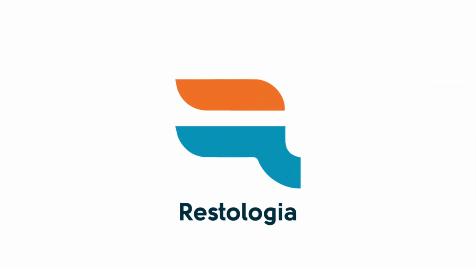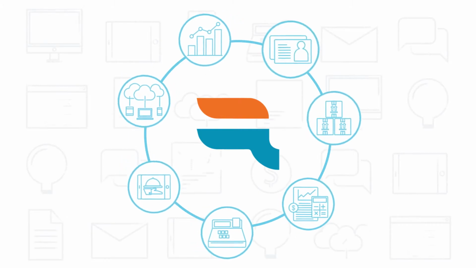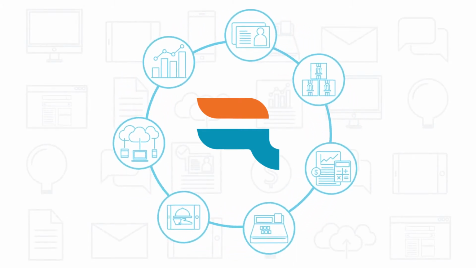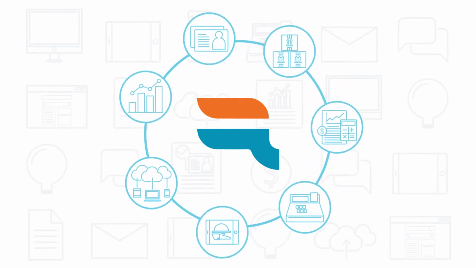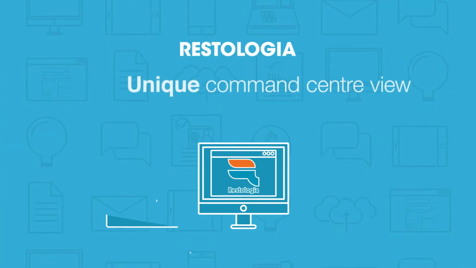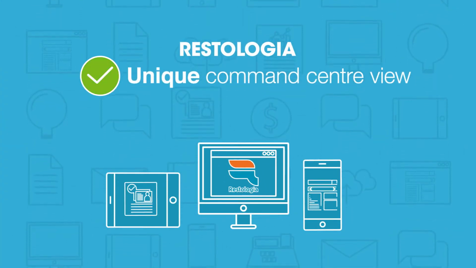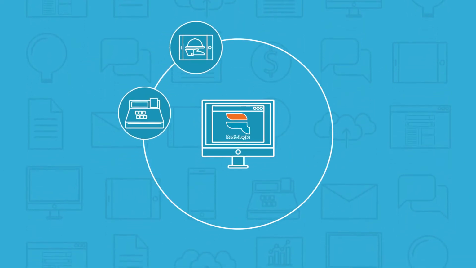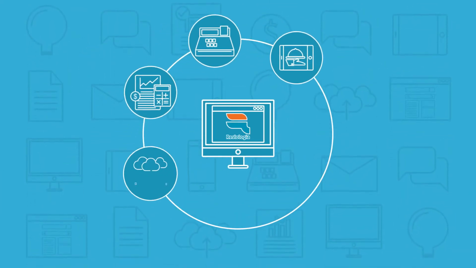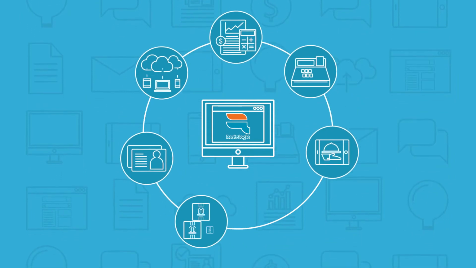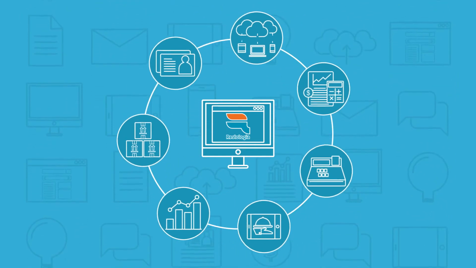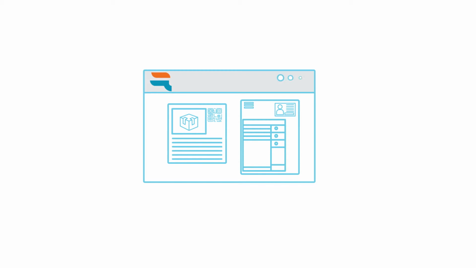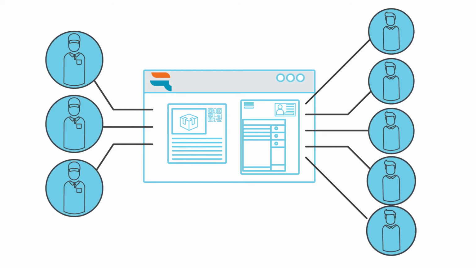RestaLogia offers the solution, an all-encompassing end-to-end system designed to revolutionize the restaurant business. RestaLogia offers a unique command center view of your entire F&B establishment. It's your POS, kitchen screen, stock management, procurement, customer relationship management, all together in one. Connecting your business from suppliers through to the customers.